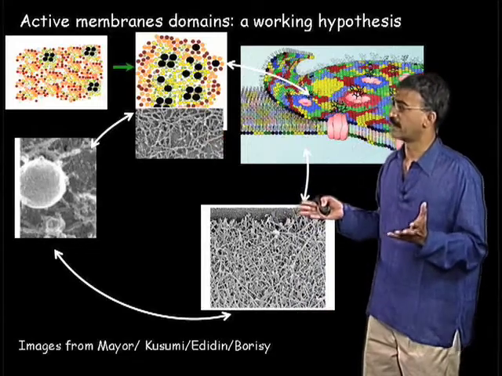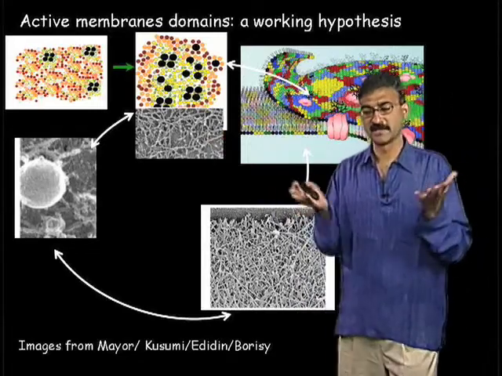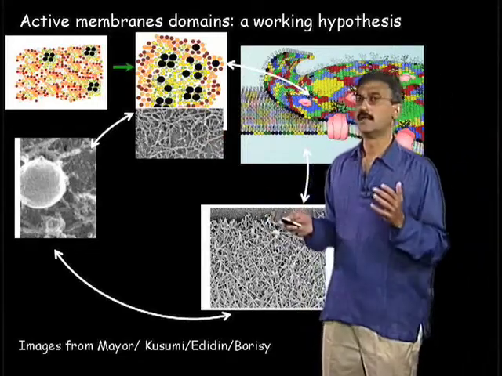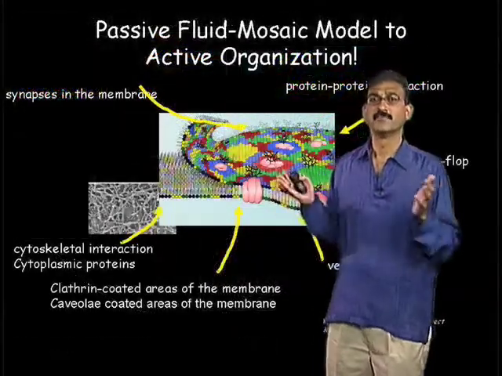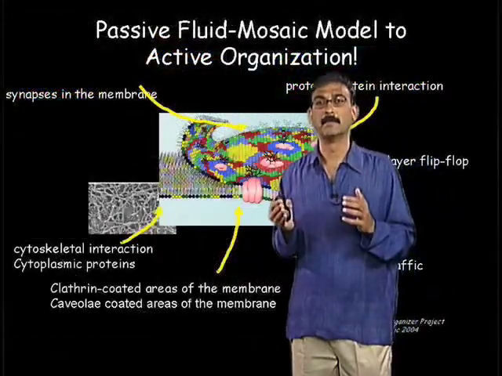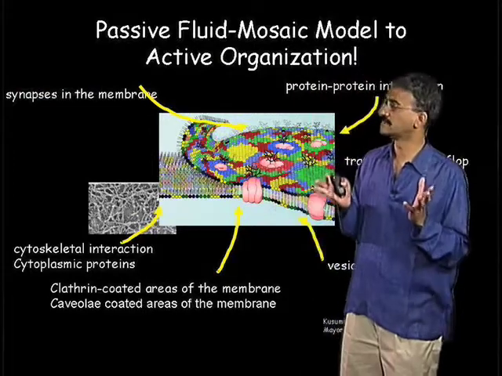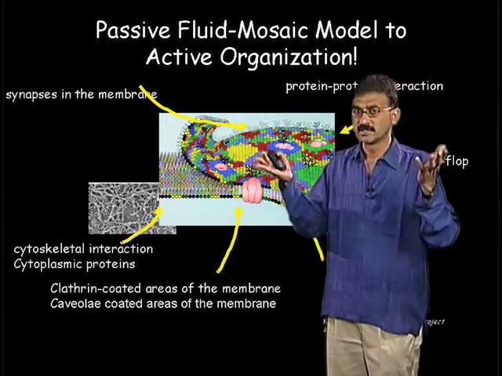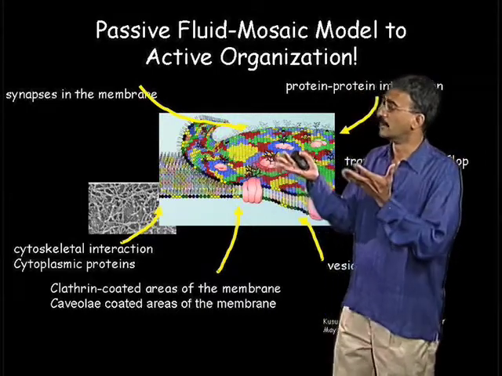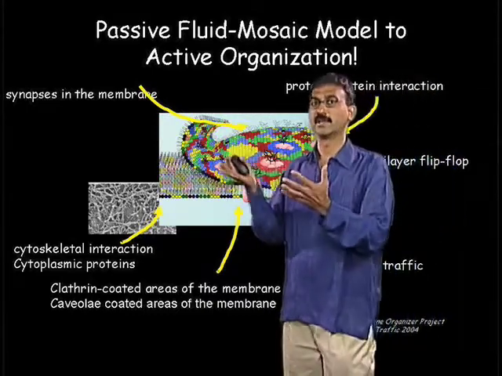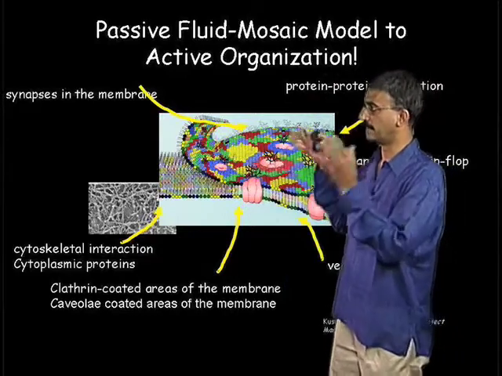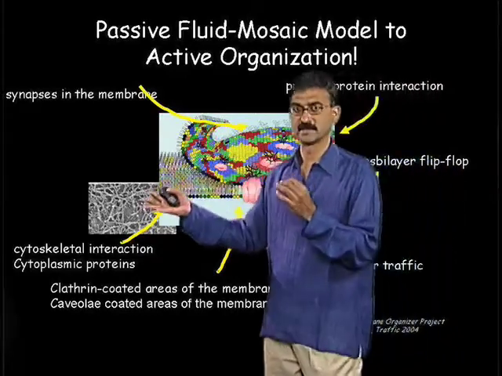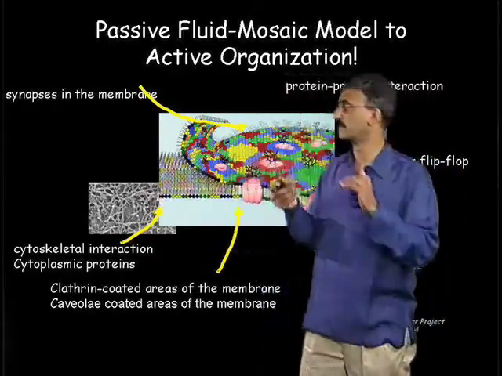And this obviously implies that the membrane of a living cell is not a passive fluid mosaic model, but in fact it's an extremely active system, which is, I guess, a walking, talking composite between the bilayer and the underlying cortical cytoskeleton, which it is associated with.